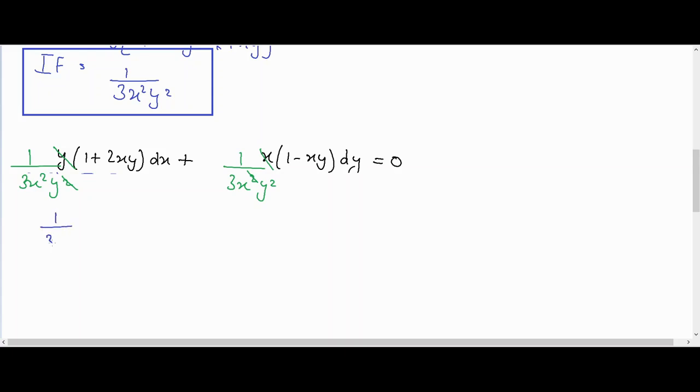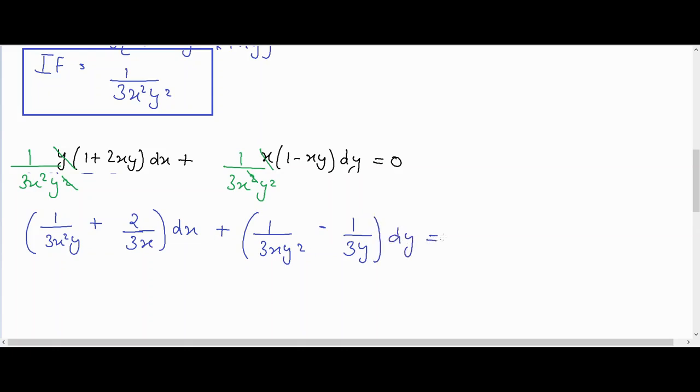1 divided by 3x square y plus, and if we also divide this with this thing, I think we will be left with 2 divided by 3, and one of the x's is gone and the y is also gone, so 2 divided by 3x, right, and whole thing is multiplied by dx, and plus here we will get 1 upon 3xy square minus, if we distribute these xy again here, so here we will get 1 by 3, this x will be gone and 1 y will be left, dy is equal to 0, right.